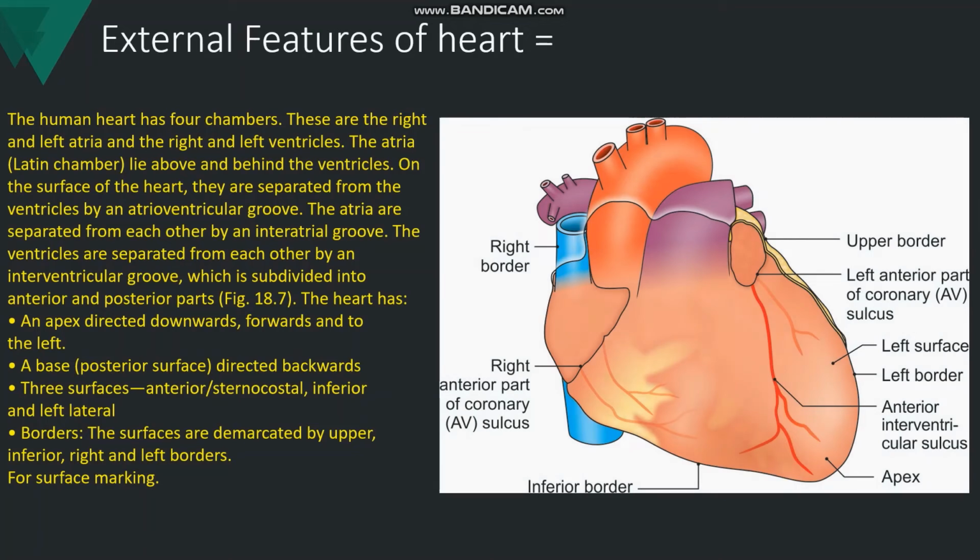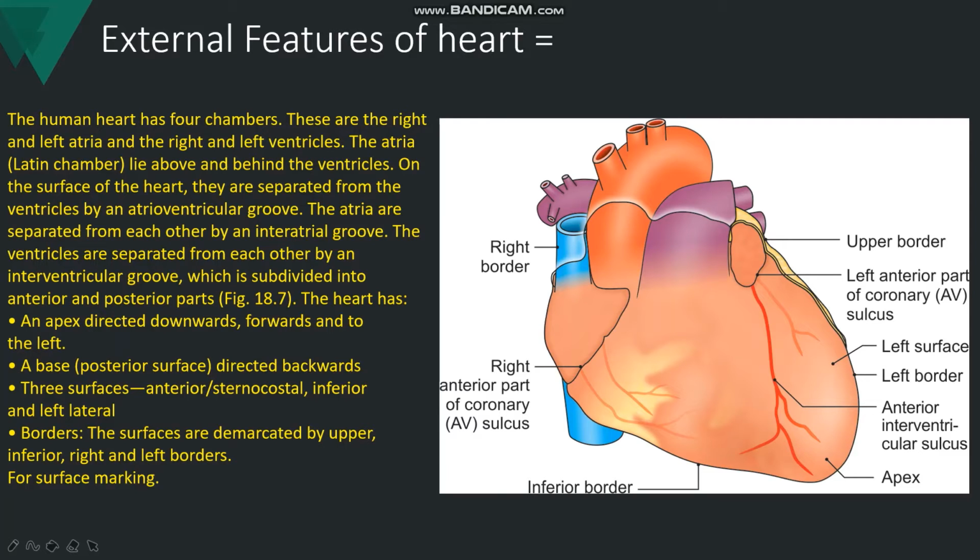So next slide. External features of the heart. The human heart has four chambers: the right and left atria, and the right and left ventricles. The atria lie above and behind the ventricles. On the surface of the heart, they are separated from the ventricles by the atrioventricular groove. The atria are separated from each other by the interatrial groove. The ventricles are separated from each other by an interventricular groove, which is subdivided into anterior and posterior parts.